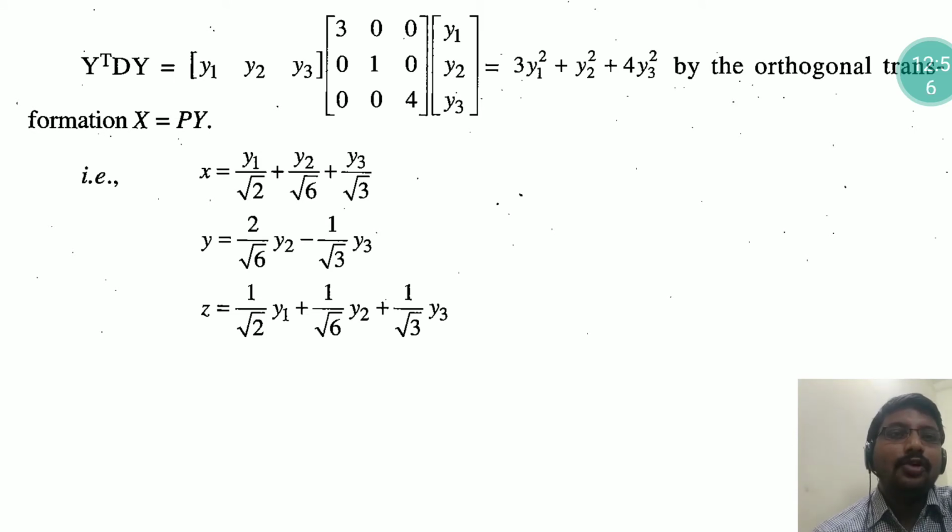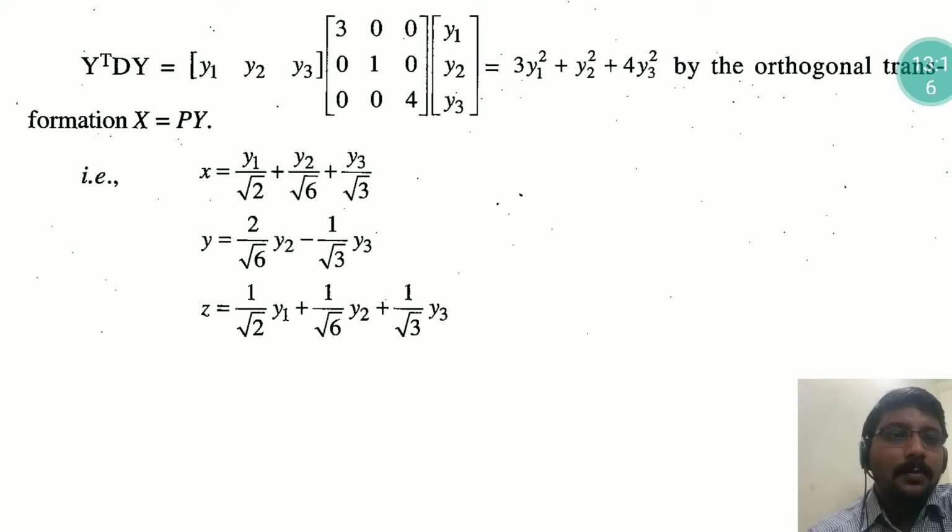So just 4 steps are used here. In the first step we have to compute eigenvalues. In the second step we have to compute eigenvectors. In the third step we have to form the modal matrix, which is formed with the normalized eigenvectors corresponding to the eigenvalues.